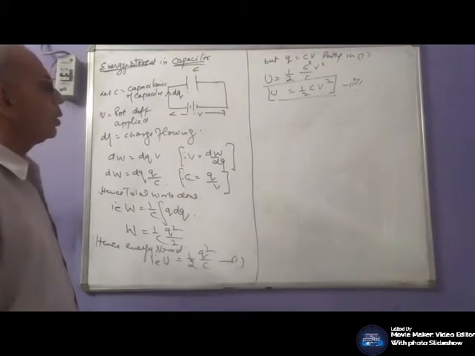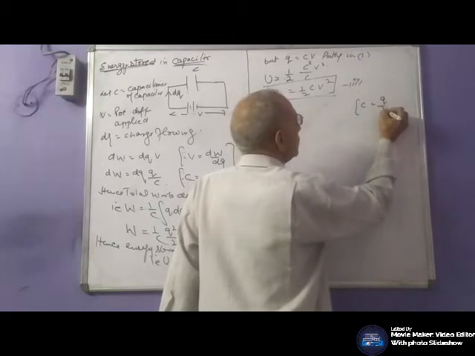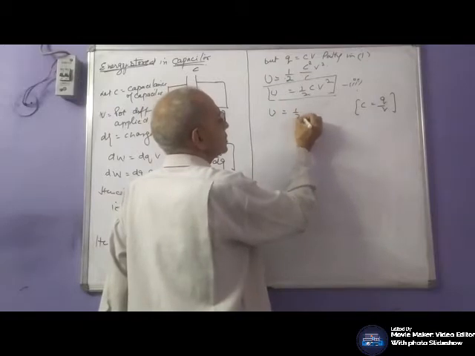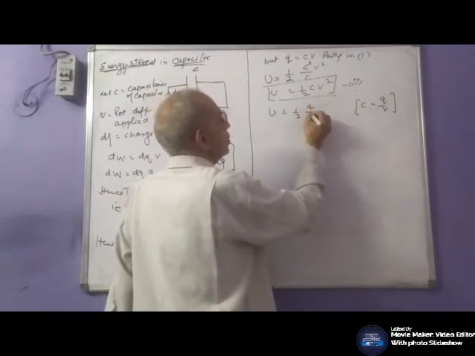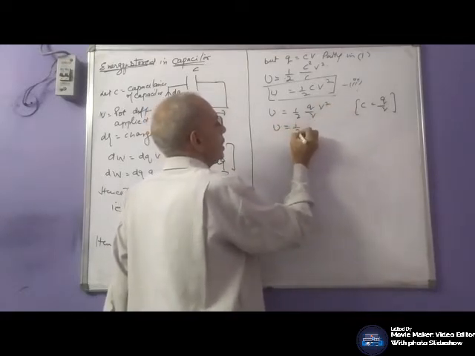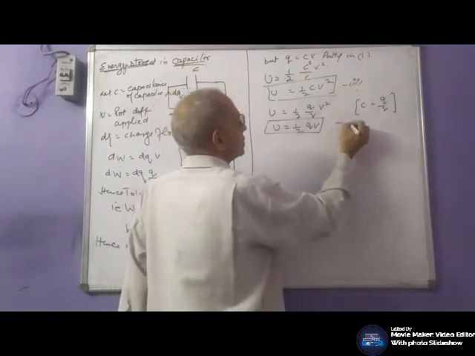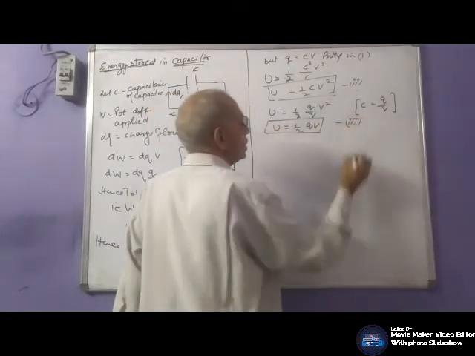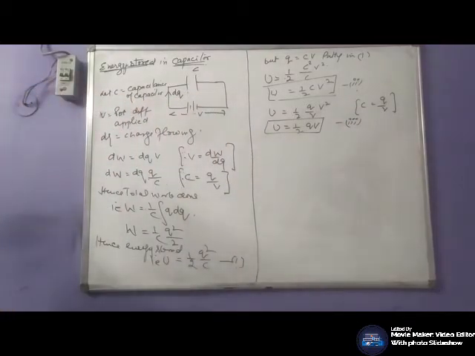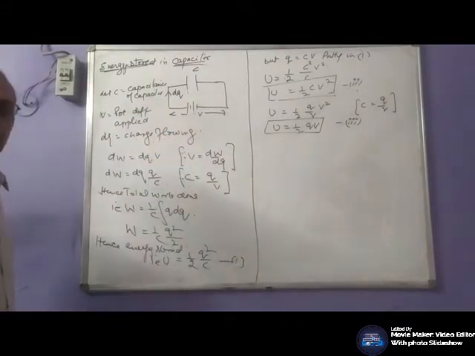Now in terms of Q and V: C is Q by V, and the energy is half C V square, so half Q by V times V square, that is, energy is half QV. So this is the energy stored in a capacitor of capacitance C when potential difference V is applied.